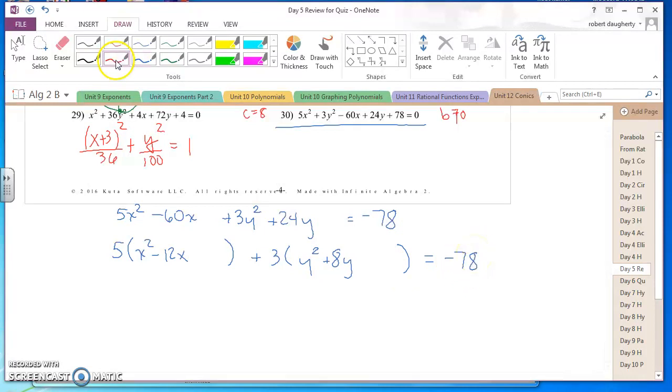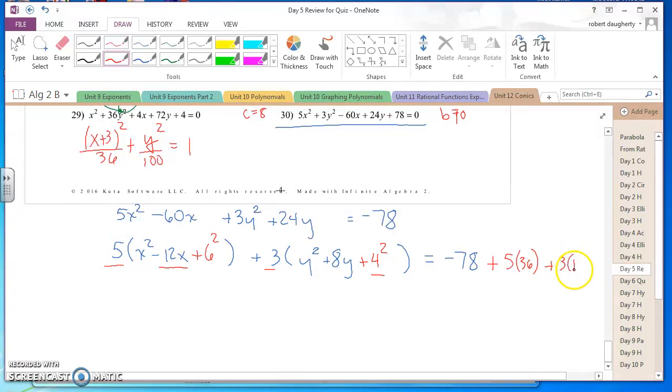To complete the square, half of 12 is 6, so I'm going to add 6 squared. Half of 8 is 4, so I'm going to add 4 squared. So what have I really done? I've added 36 times 5, so I need to add 5 times 36. Here I've added 3 times 16, or 48. Everything I added to the left side of the equation, I've now added to the right side. So on the left side, I have 5(x − 6)² + 3(y + 4)² equals 78.